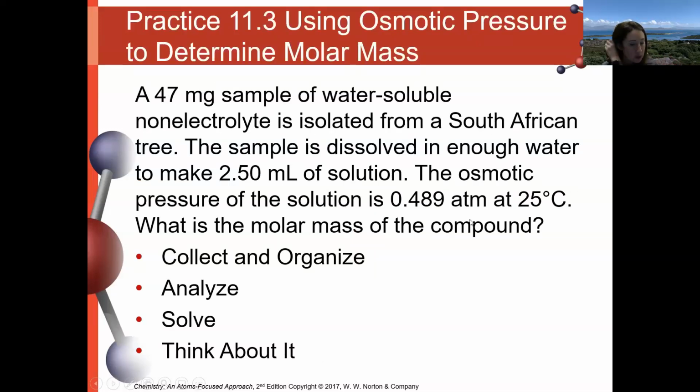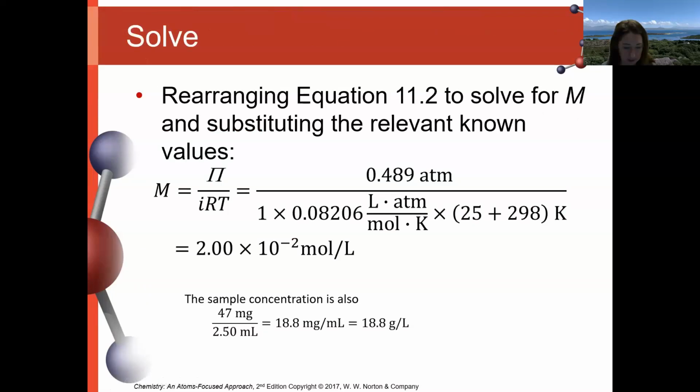So for example, this one: a 47 milligram sample of water-soluble non-electrolyte. Non-electrolyte means it doesn't come apart. That's a molecular compound. From a South African tree, the sample is dissolved in enough water to make 2.5 milliliters of solution. The osmotic pressure is 4.89, and here is our temperature. What is the molar mass of this compound? Okay, so we know the concentration of the solution is going to be moles over liters, and we need to find our molar mass.